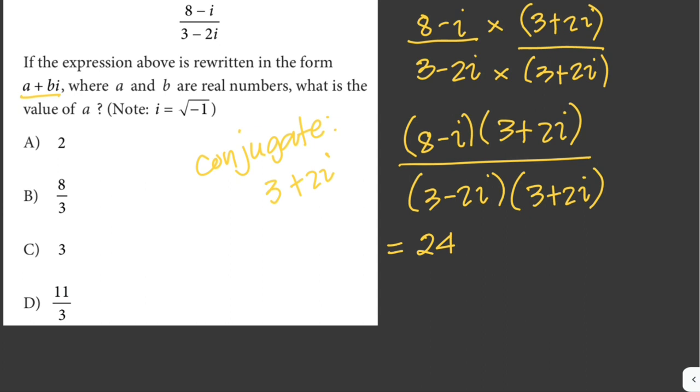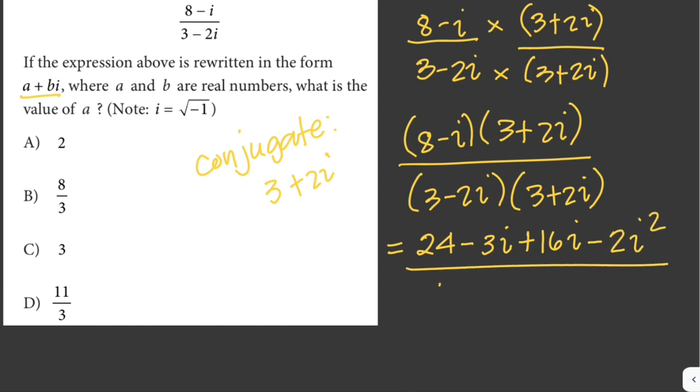And that would give us 24. We can use the FOIL method. 8 times 3 is 24, then negative 3i plus 16i minus 2i squared over 9 minus 6i plus 6i minus 4i squared. And negative 6i plus 6i here cancels out. So that is just equal to 0. And then we can simplify the rest.